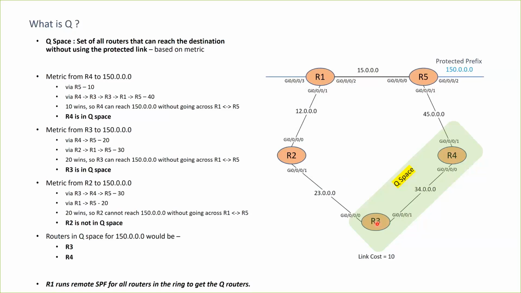Look at it from R3's perspective. For R3, what is the best path to reach the protected prefix? It is via R4. If R3 goes via R2, R1, R5, the cost is 30, but for R3 to go via R4, R5, the cost is only 20. Which means R3's best path does not use the protected link. Similarly R4 too. So R3 and R4 are in the Q space.